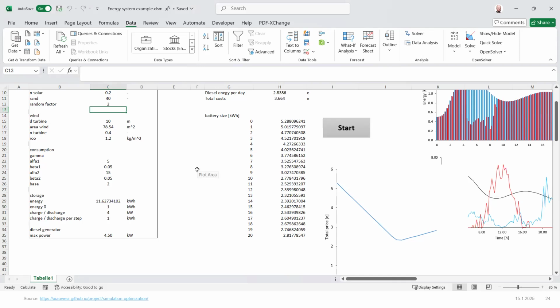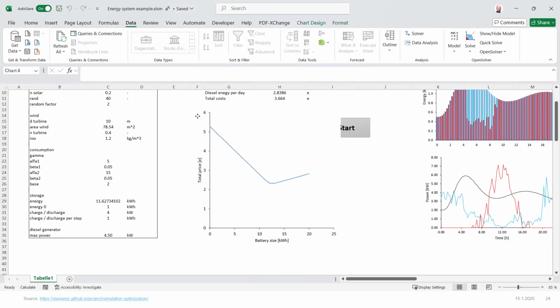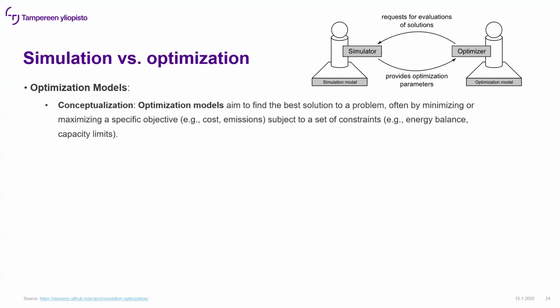So let's try again. Yes, now it worked. So I had the random option on in there. But now it found 11.67, and now it's pretty much the same as in my brute force optimization. So Excel has some optimization tools, but in most cases they are not sufficient.